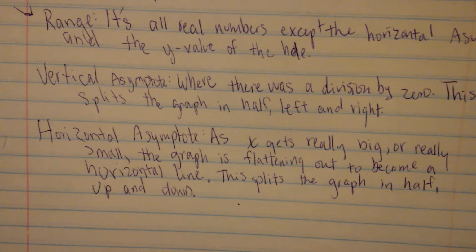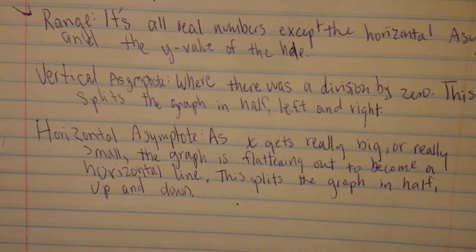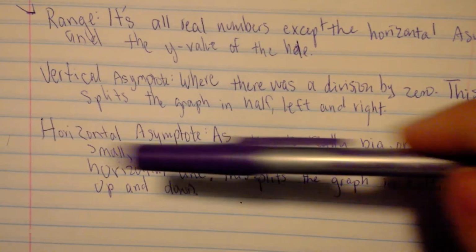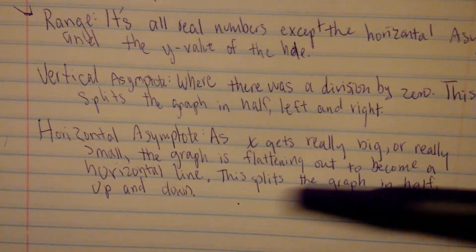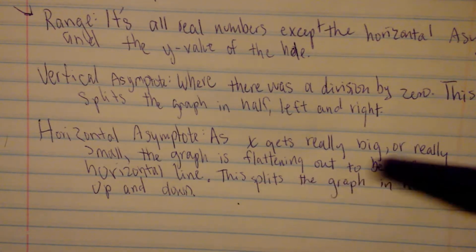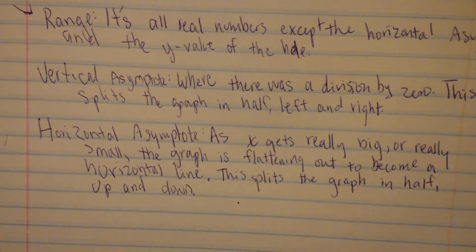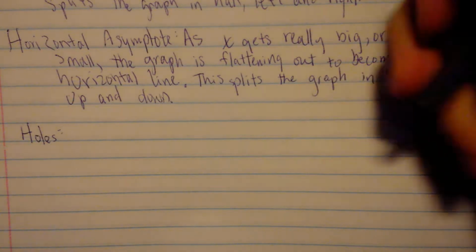the horizontal asymptote, as x gets really, really big, if you go all the way to the far right side of the graph, or when x is really, really small, when you go all the way to the left side of the graph, is flattening out. It's approaching a horizontal line. And so this horizontal line is what splits the graph in half up and down. And so holes.